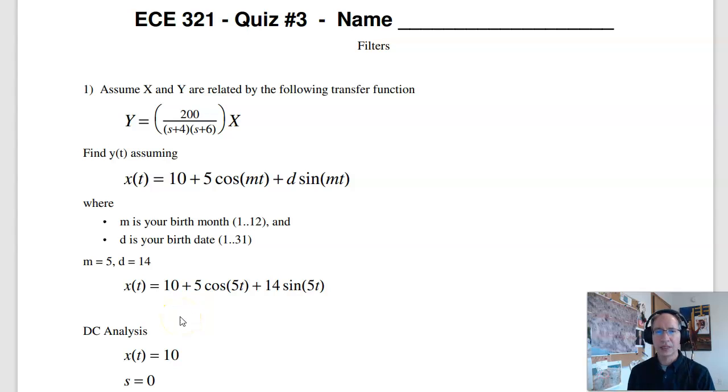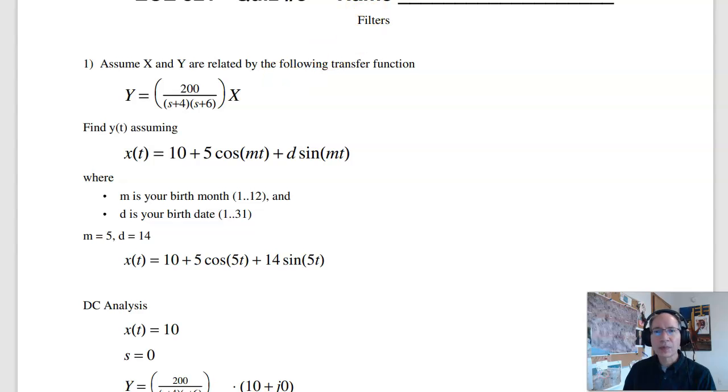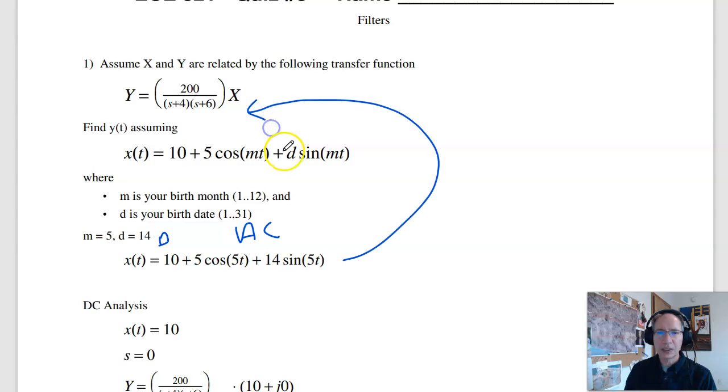Welcome, and here's the solution to quiz number 3 for ECE 321. Now, the first problem is looking at filters. If I have an input, where in this case I've got a DC input right here, and then an AC input, find the output when this is fed into your filter.